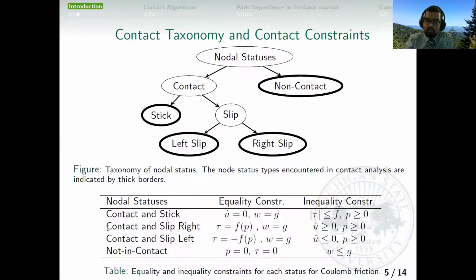Again, for the second status, contact and slip right, we will have traction equal to the break-free friction force. The node will be in contact, but the node will be allowed to slip in one of the directions. In the contact and slip left, the direction of the traction will change. Also, the direction of slip will change. Finally, for the nodes which are not in contact, we will have zero pressure and zero traction, and there will be a gap between the two surfaces.